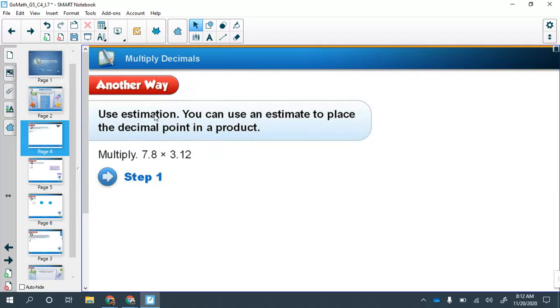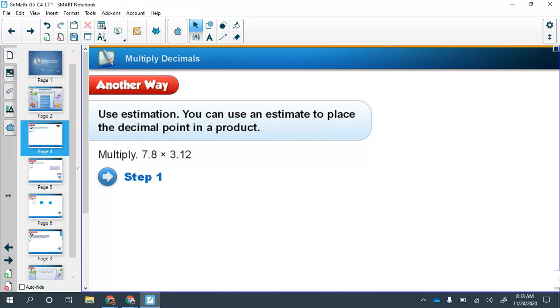The first thing we're going to look at is estimation. Now, estimation is a really nice tool to use when we're working with a new concept because it helps us to look at our answer and have a better idea if we've done it correctly. In this case, we can also use estimation to help us to place our decimal point.